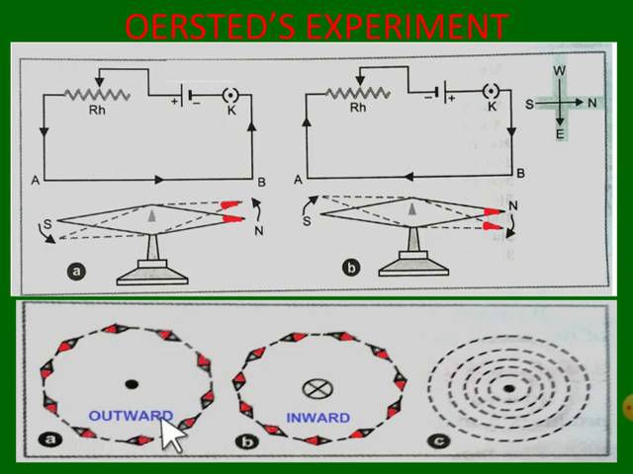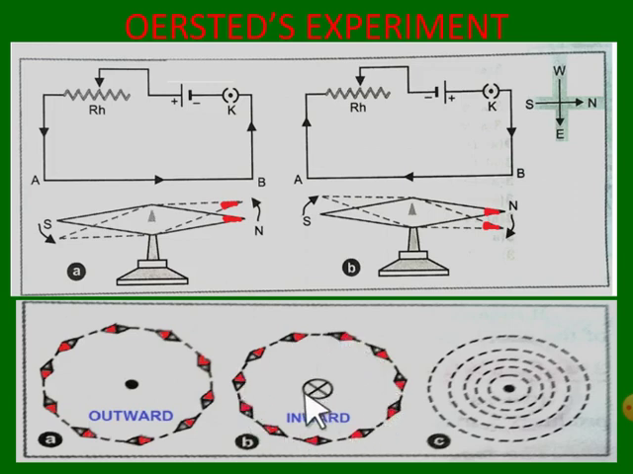Got it? And suppose the current carrying conductor is placed perpendicular to this plane and the direction of the current is inward. Then the direction of the magnetic field will be given by the direction of the north pole here. The red represents the north pole of the compass needle, so the direction of the magnetic field will be in this direction. Got it?